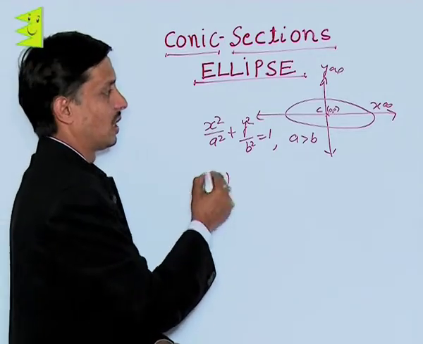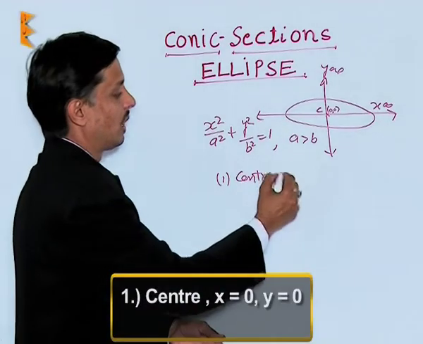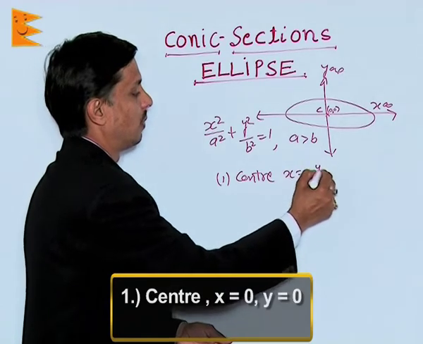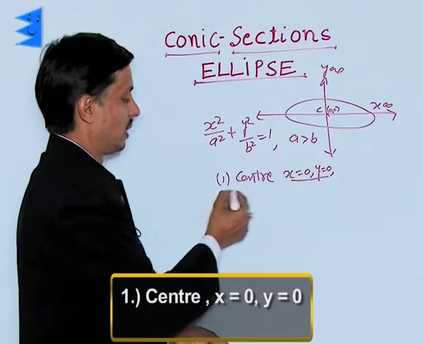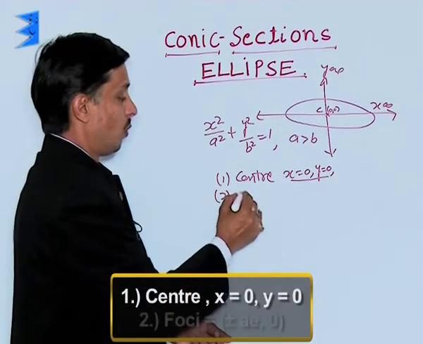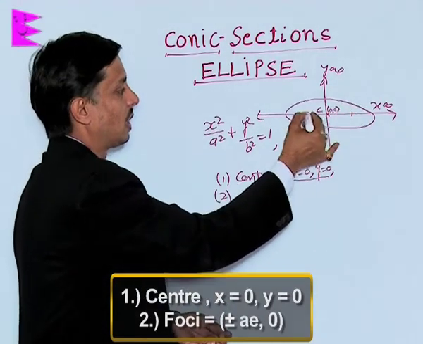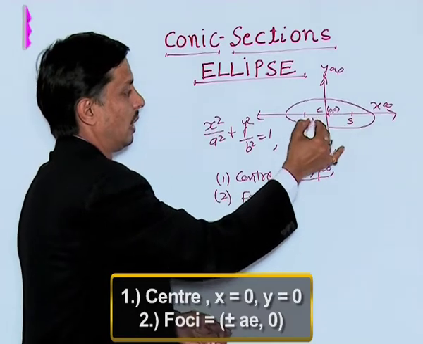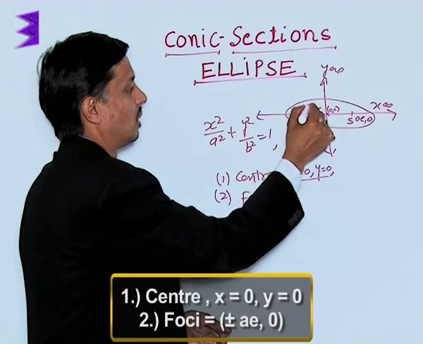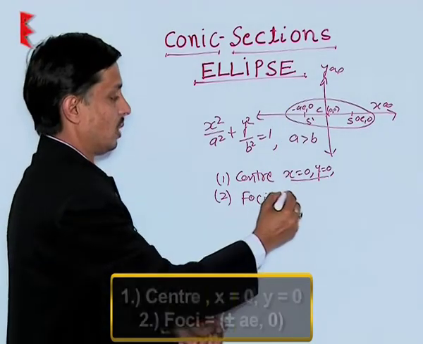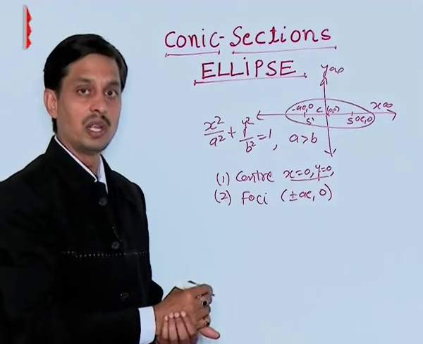The very first information is the center of the ellipse. The center of the ellipse is given by x equals 0 and y equals 0. This is the center. Second information, the focus, but here we say foci because the ellipse has two foci, S and S dash. One is ae comma 0, another is minus ae comma 0. So plus minus ae comma 0 are the coordinates of the foci.